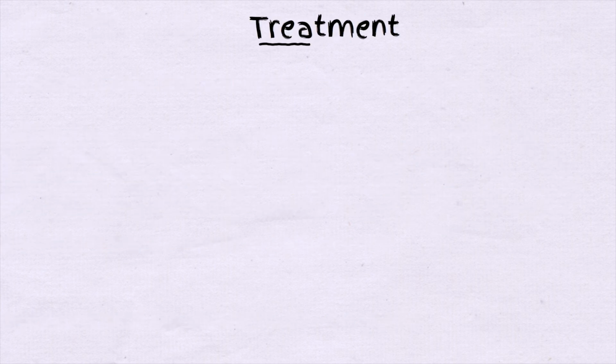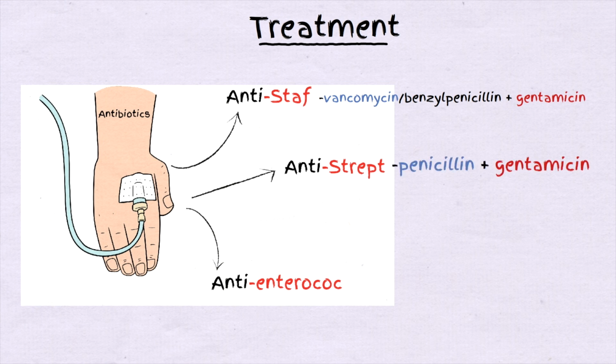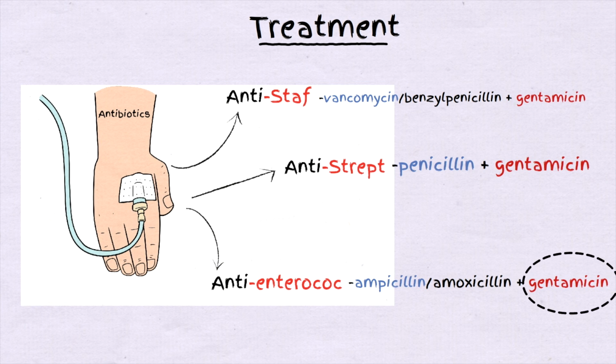In case of a staphylococcal infection, the treatment consists of vancomycin, or benzyl penicillin, depending on whether the staph is resistant or not to methicillin. In addition to this, we could also include gentamicin. Another possible etiology is a streptococcal infection, which will be treated with penicillin, and additionally we can use an aminoglycoside, like gentamicin. As far as the enterococcal infection goes, it will be treated with ampicillin or amoxicillin, in association with gentamicin. As you can see, gentamicin is very popular among our treatment options.